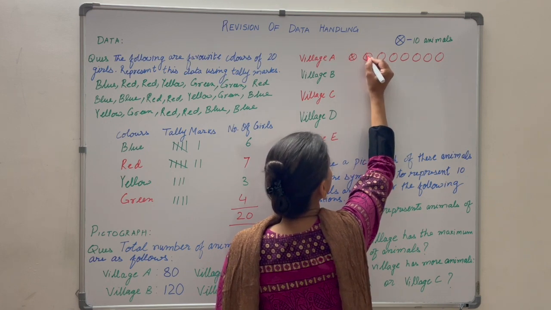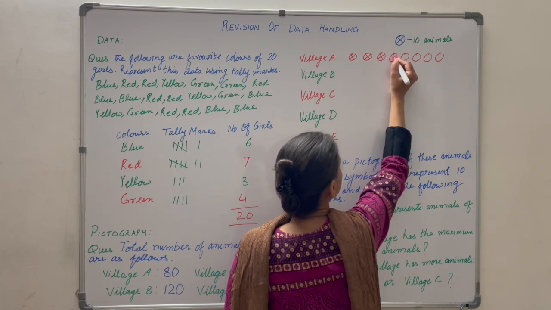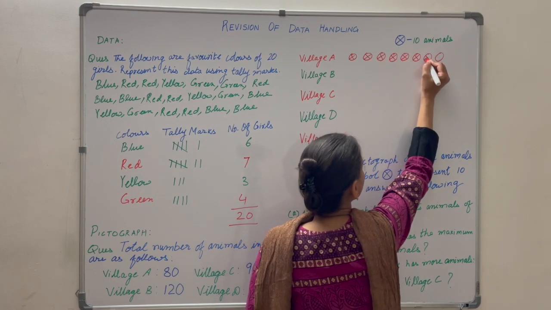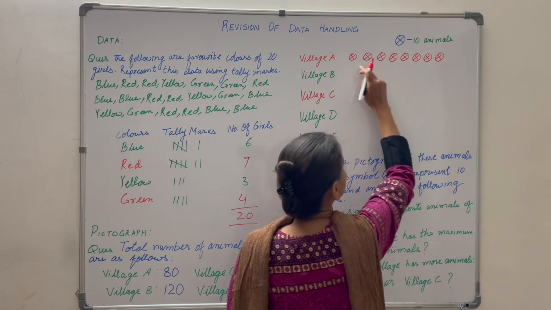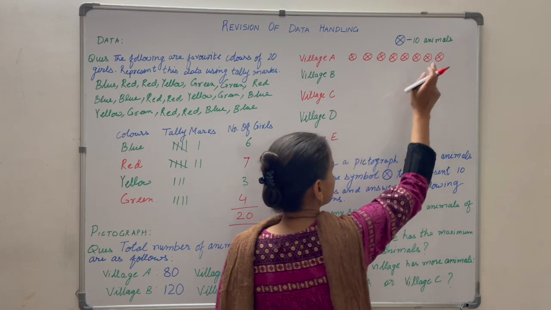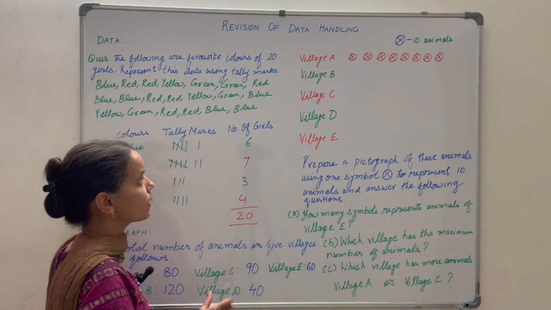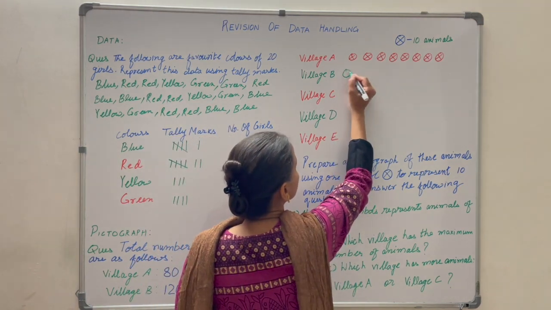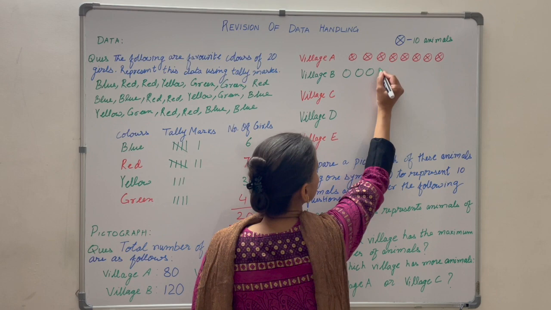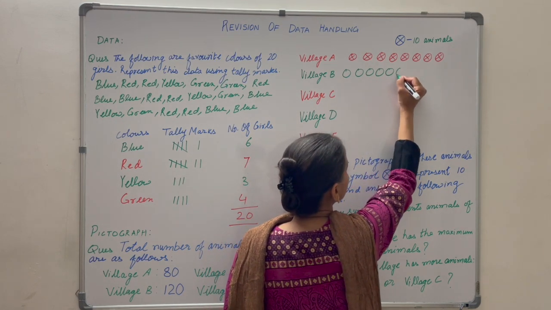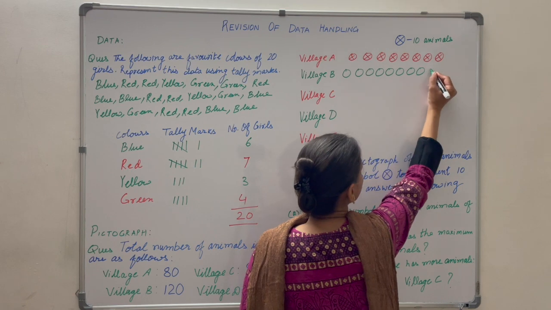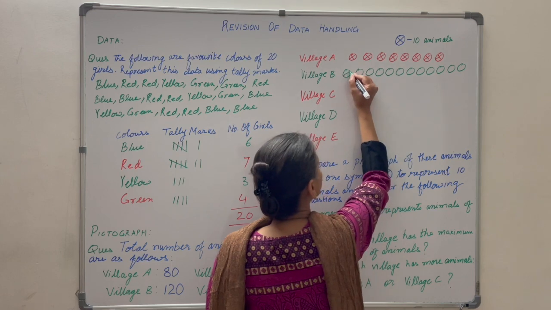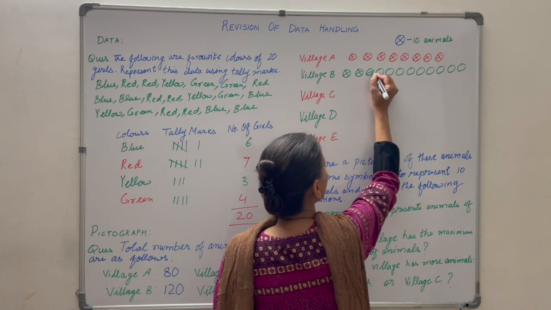We'll quickly put a cross now. 8 symbol like this means 80. 10, 20, 30, 40, 50, 60, 70, 80. Village B 120. That means you have to make 12 symbols like that. So this is 1, 2, 3, 4, 5, 6, 7, 8, 9, 10, 11, 12. Just quickly cross it now.